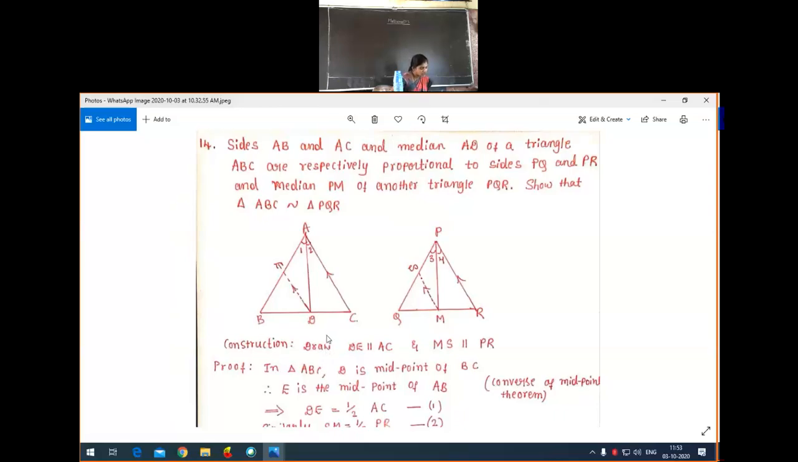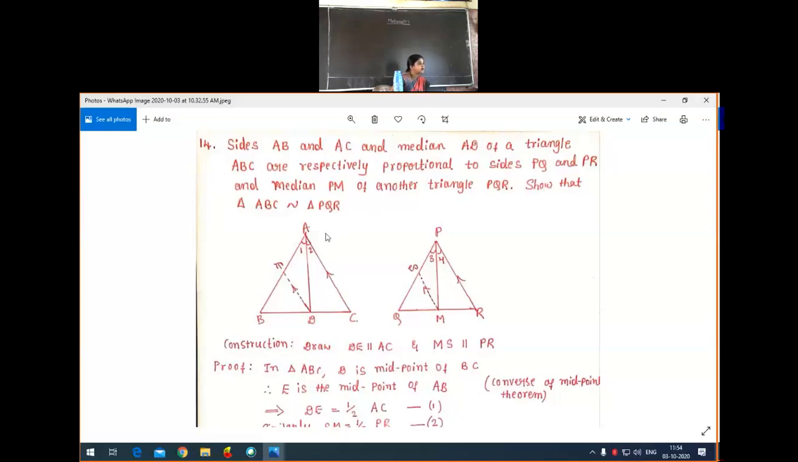What is the difference between the 12th and 14th question? Sometimes we get confused, so look at the problem carefully. In the 12th question, the sides are AB and BC and median AD. Here in the 14th question, we are taking sides AB and AC and median AD of triangle ABC, respectively proportional to sides PQ, PR and median PM. Everything else is the same; only AC and BC differ. Again, we have to show that triangle ABC is similar to triangle PQR.